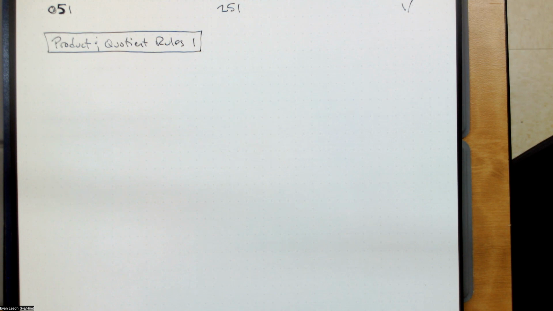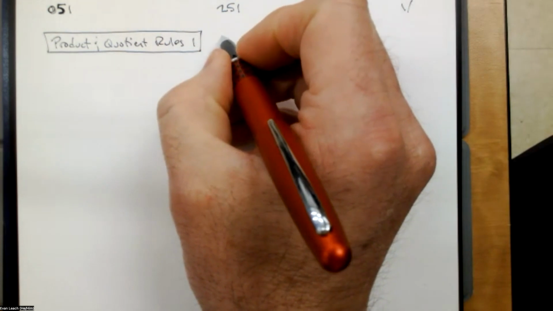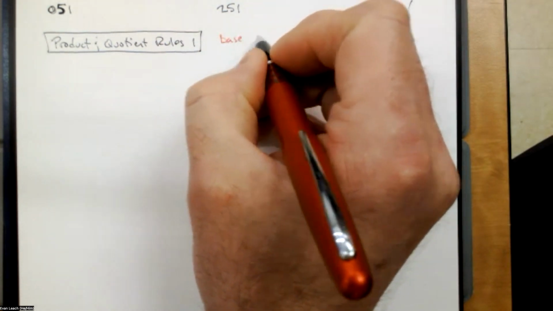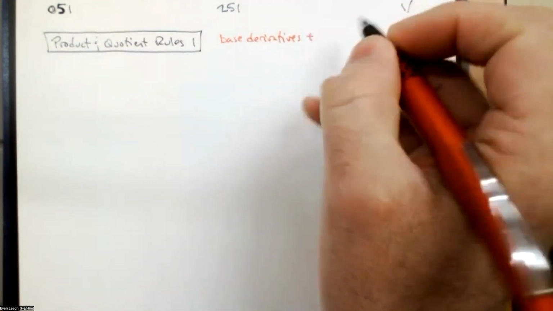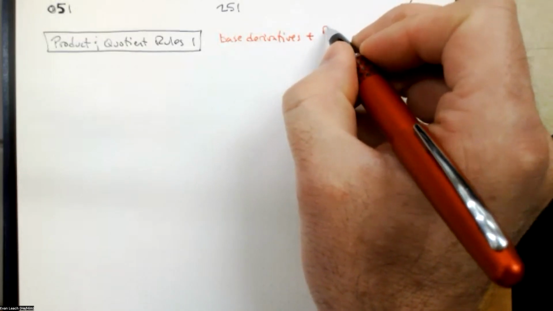Now we want to find some rules for combining those. The way we can combine these functions is through composition. That's when we need the chain rule for the derivative. And we can also combine these functions by multiplying them or dividing them. So these are the cases where we need special rules to calculate derivatives. So remember the structure. We've got some base derivatives, plus some rules for derivatives of combinations.